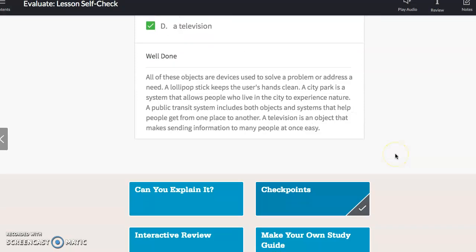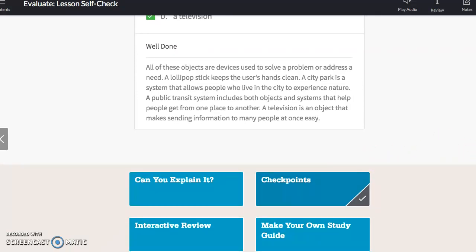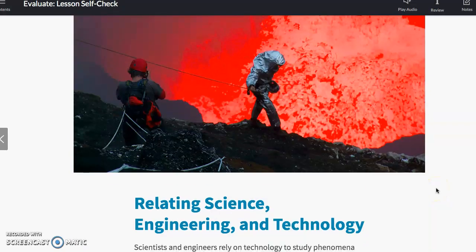All right, so we move on from this to interactive reviews. Interactive review is going to talk about the main concepts of the lesson. In review, it's going over this picture again. Remember, we found the cord and the suit.